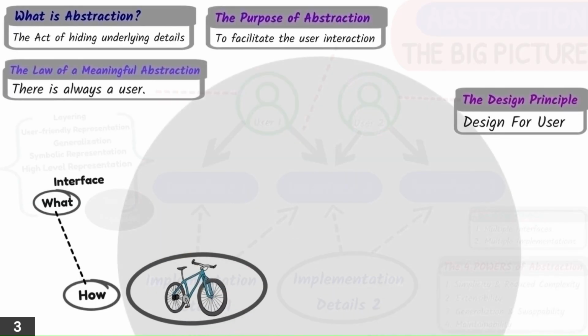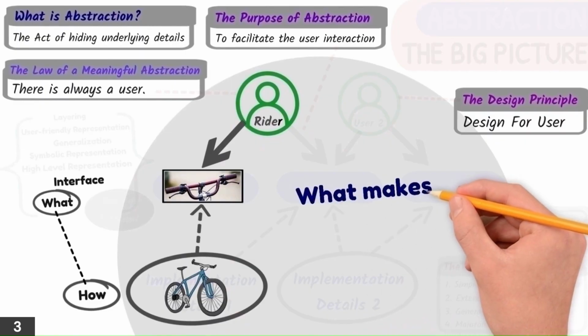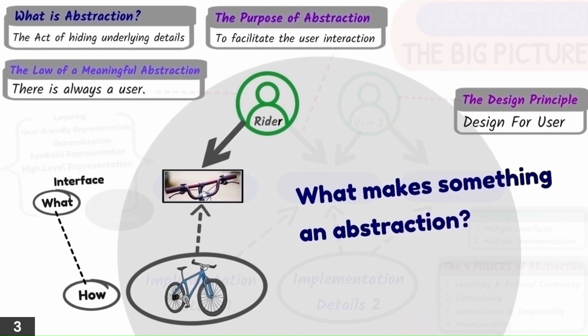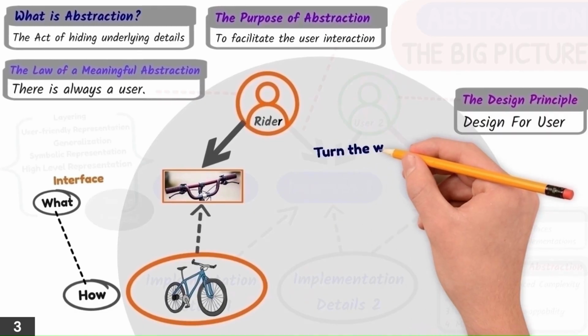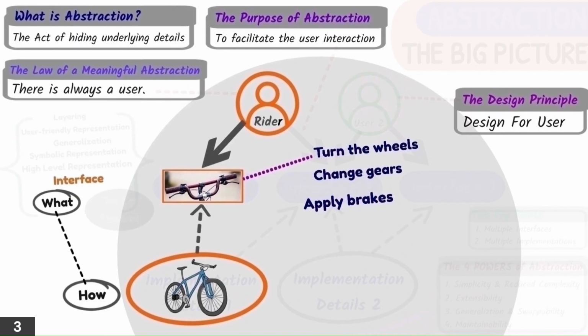How about a bicycle? A rider, a handle, and the bicycle. Is this abstraction? Let's think about it. What makes something an abstraction? Abstraction has three elements: the user, the interface, and the implementation details. Rather than interacting directly, if the user interacts with the system through an interface that hides the underlying details, then it's an abstraction. When the rider wants to turn the wheels, they don't do it manually. They use the handle. When they apply brakes or change gears, they don't deal with the mechanism directly. Instead, they use simple controls designed for ease of use. So yes, this is a perfect example of abstraction because we are using an interface to interact in a user-friendly way.